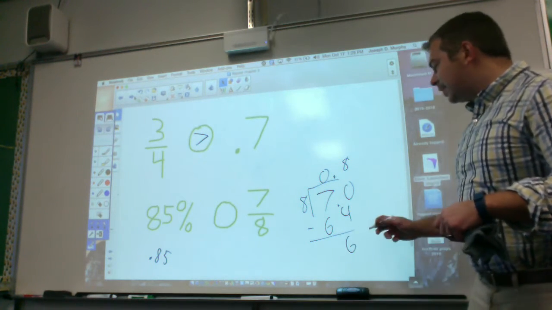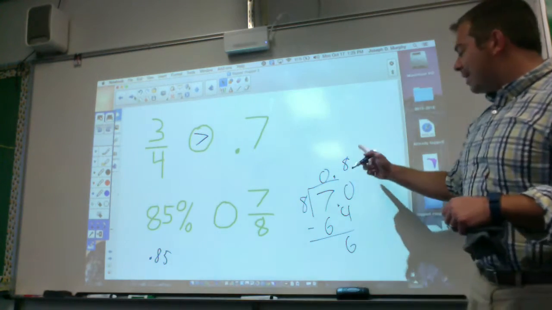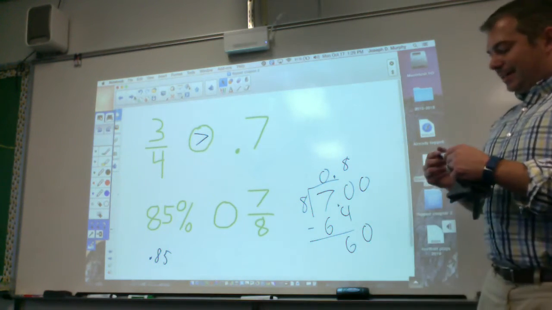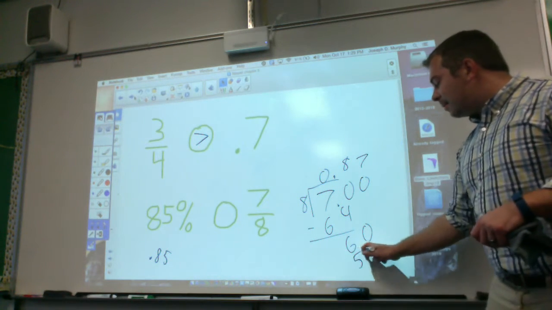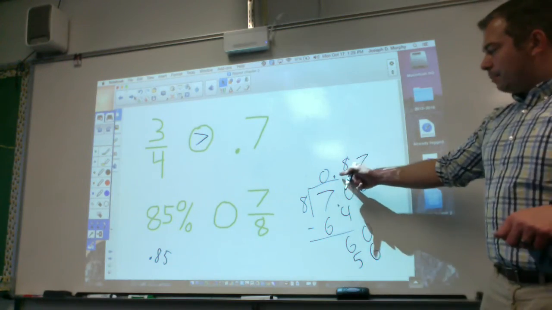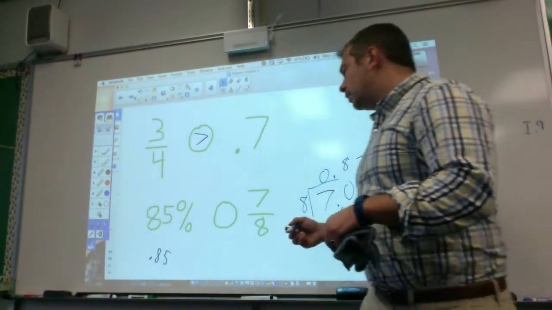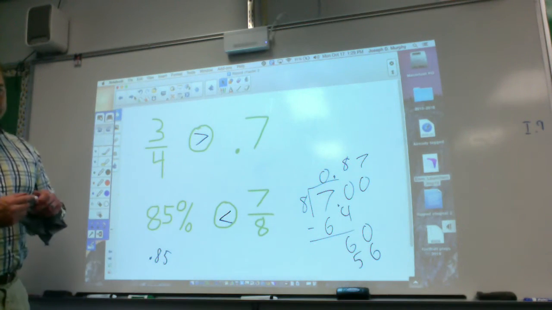So I have to bring down my 6. Now I do have to continue this one. That was 0.85 and this one's 0.8 so far. So I do have to continue it. Now 8 times 7 is 56. But I could stop right there because I know 0.87 is bigger than 0.85. So 85% is less than 7/8.